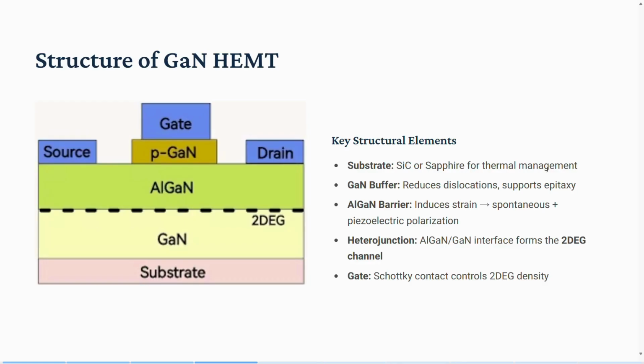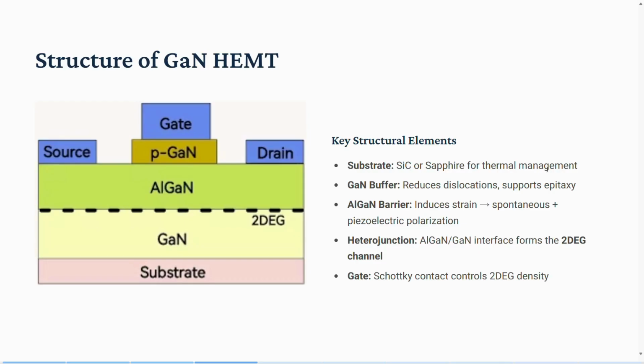We also have three terminals: source that injects the electrons, drain that collects electrons, and gate that controls the flow. The gate is placed on the AlGaN layer and controls the electron density at the interface. The actual conduction happens at the interface of AlGaN and GaN, not in the bulk material.